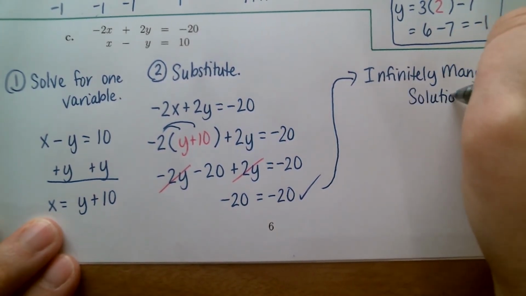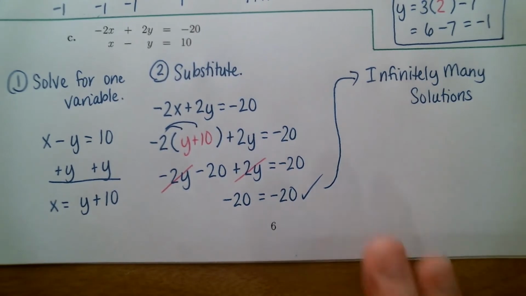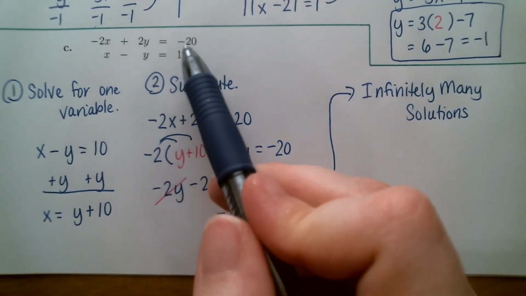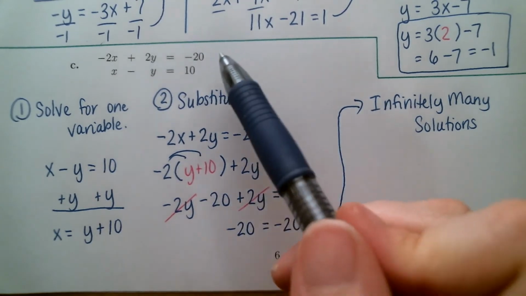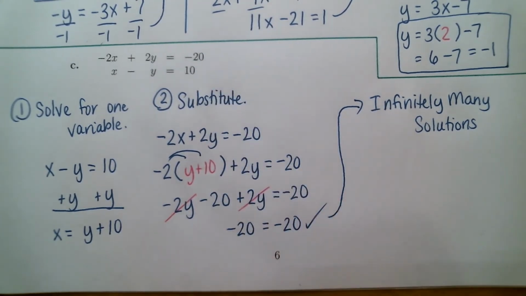That means there's lots and lots of XY pairs that work. Since there are infinitely many solutions, these two equations represent the same line. Now remember, infinitely many solutions does not mean any single XY pair works. It only means that points on the line are solutions. To be a solution, it has to be a point on the line, so you have to parameterize here because there's infinitely many.